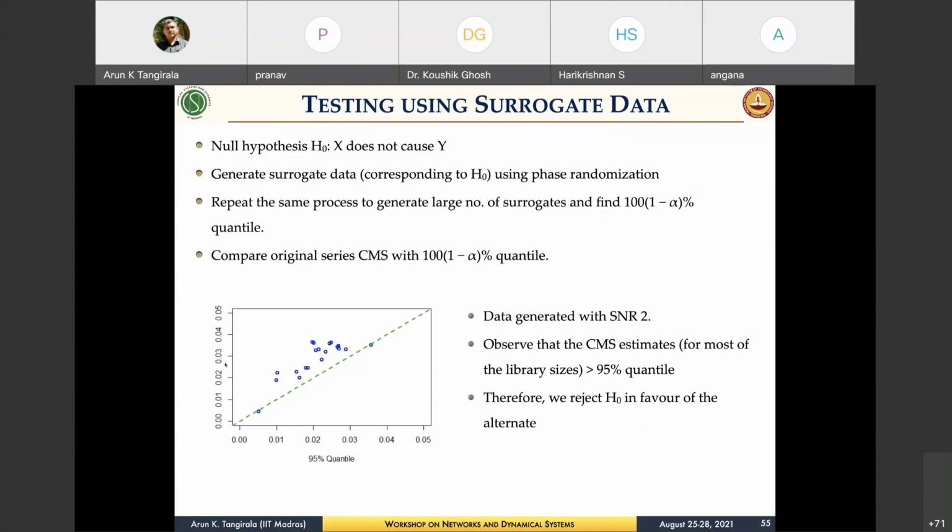Okay, so what you do is, this is a 95% quantile, and you plot the cross map skills for different library sizes, and you see if, for most of the library sizes, particularly for the large ones, is it above or below this line? And here, although I'm not showing the library sizes, the large library sizes are the ones that correspond to these points, and we conclude that the cross map skill is significant, and therefore we reject H0 and then come to the inference that X indeed affects Y.